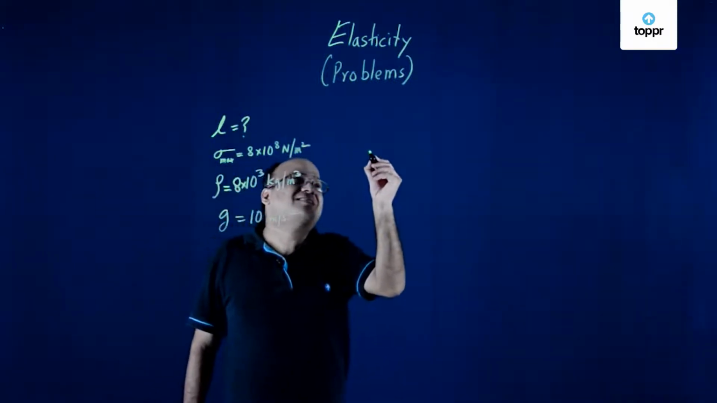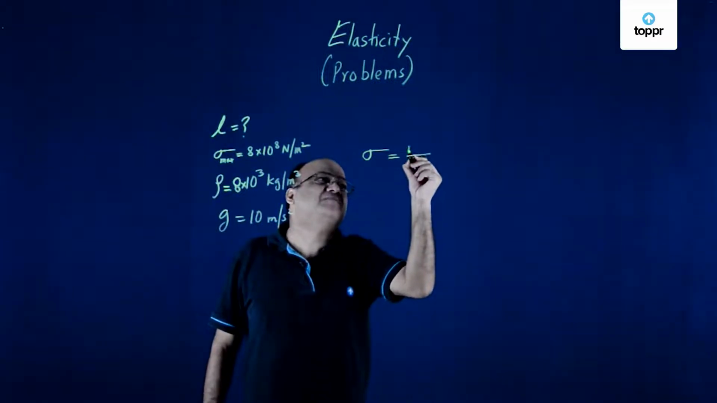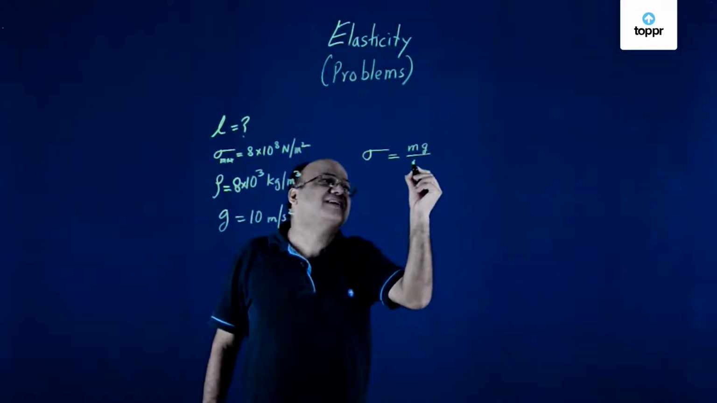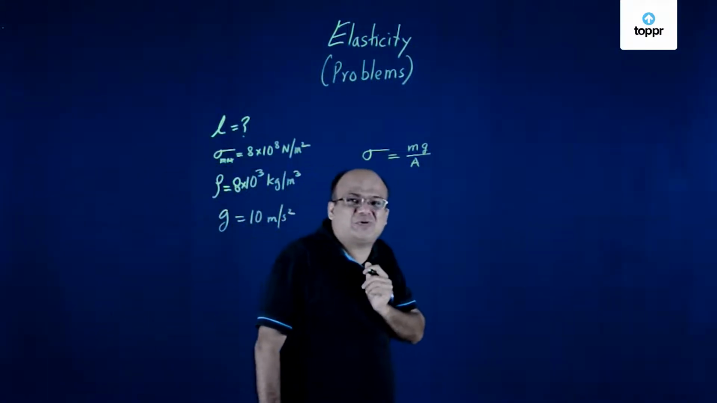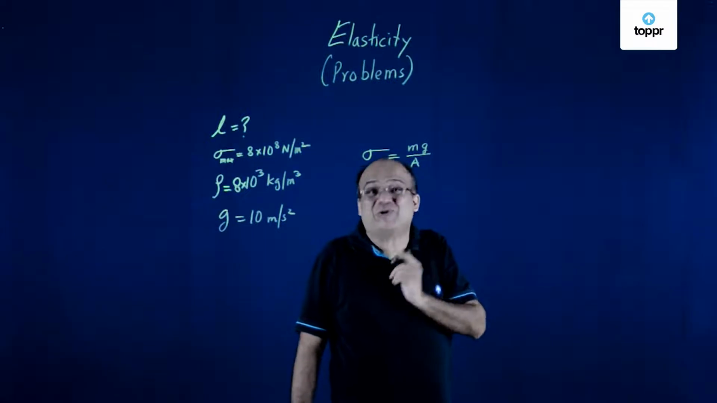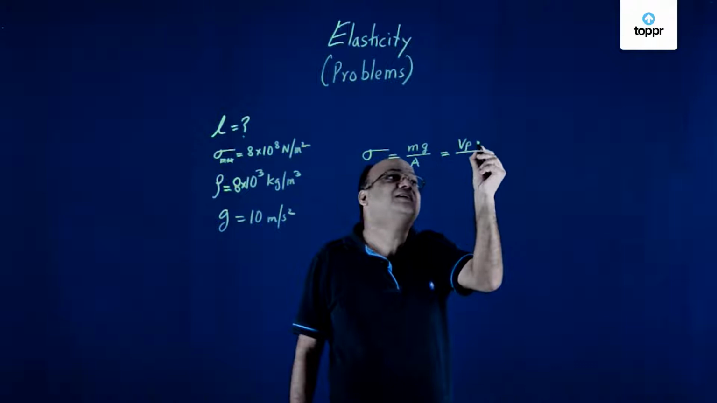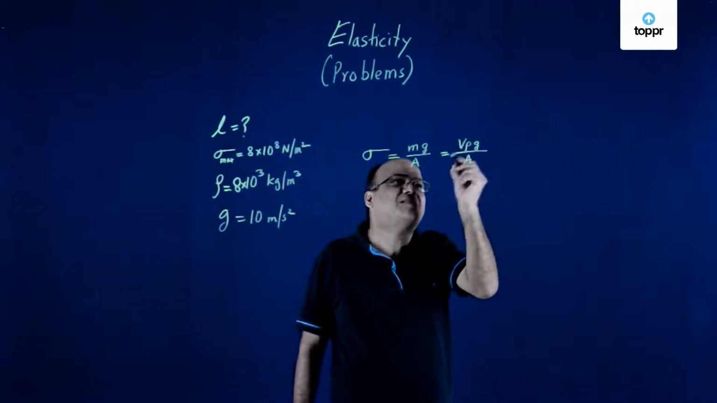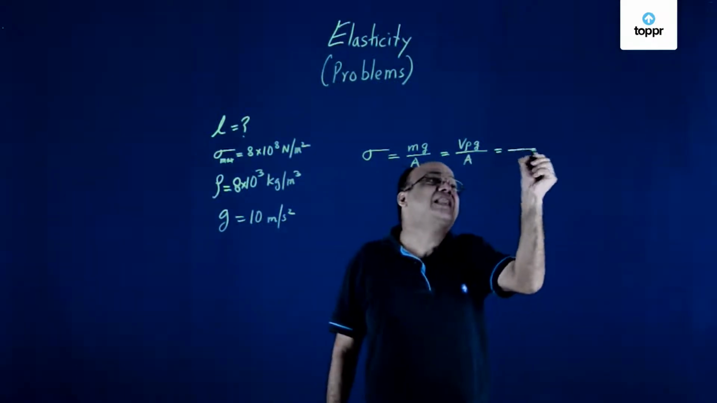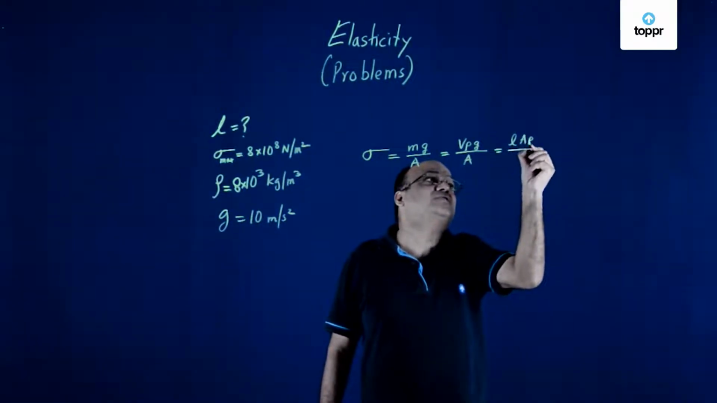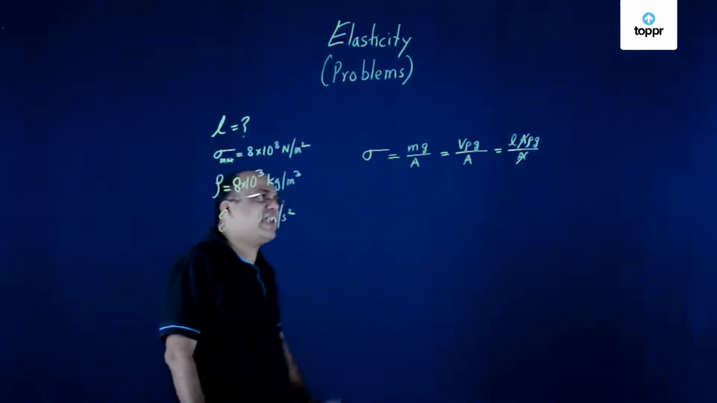So stress is force upon area. Right? mg by area gives us stress. mg will be equal to, mass is equal to what? Volume into density, right? So we get V rho g by A. And what is V? V is length into area of cross section. So L A rho g by A, A cancels. So sigma is L rho g.